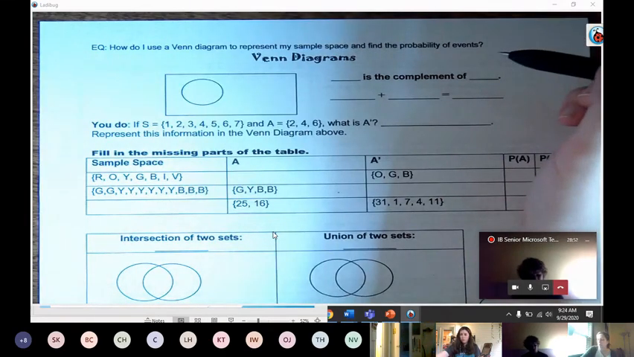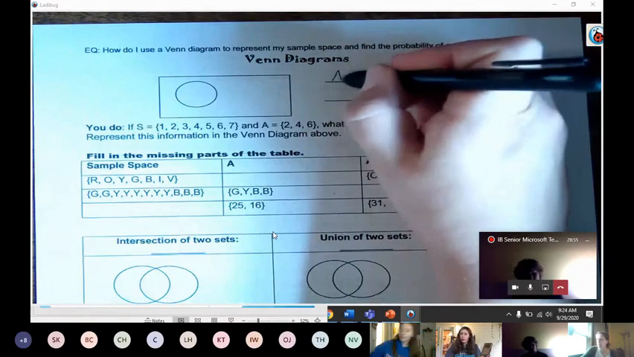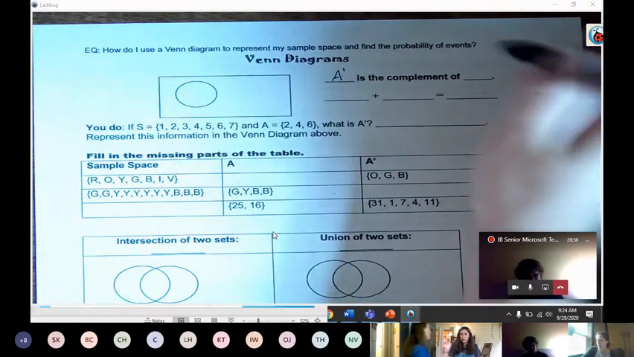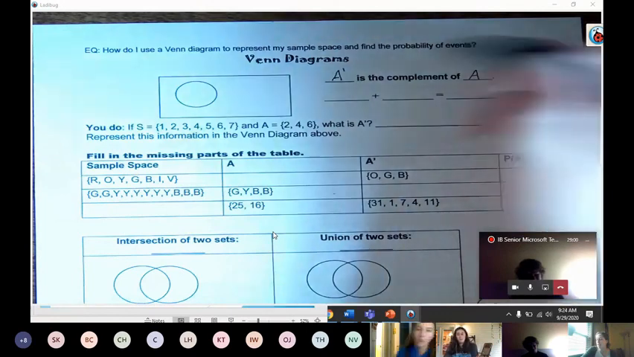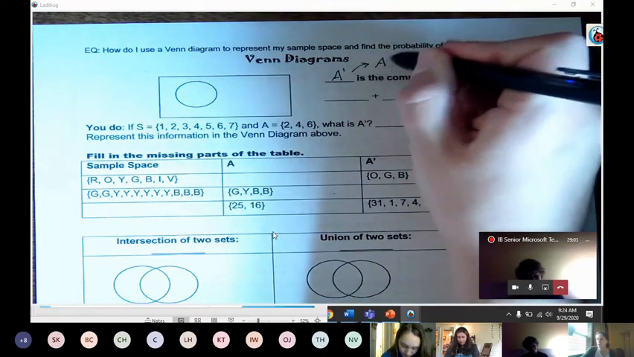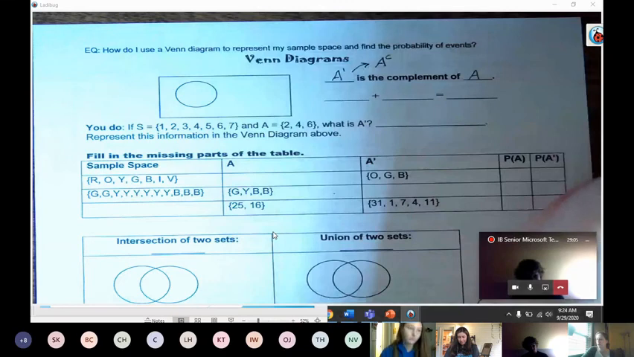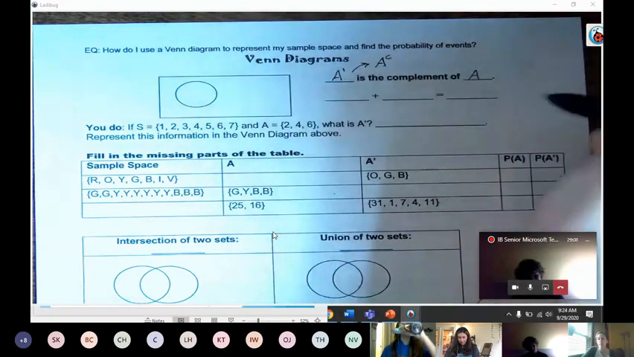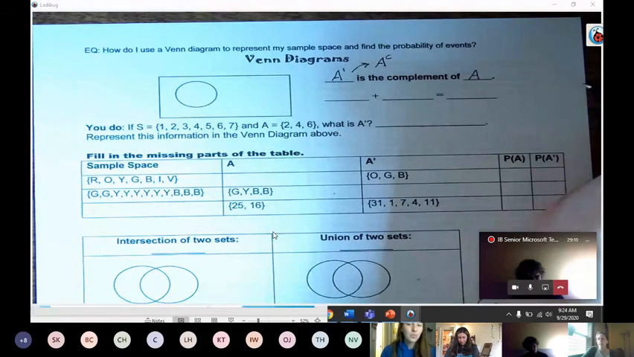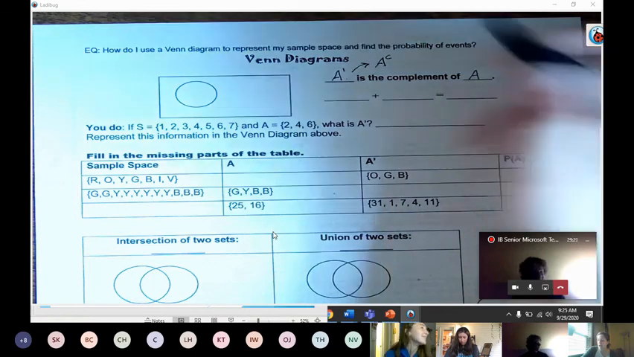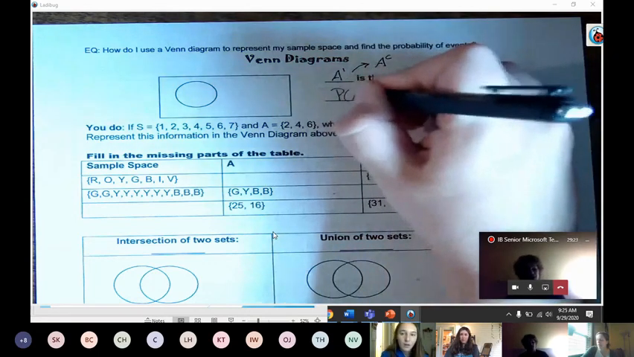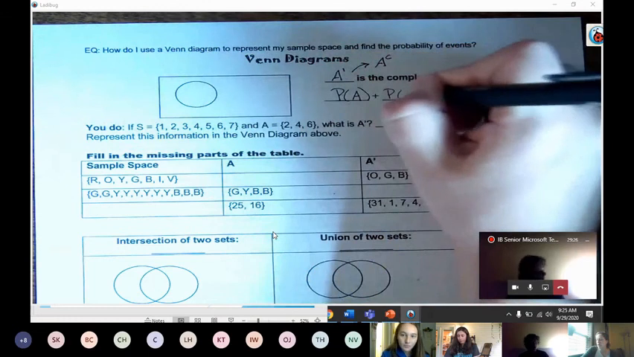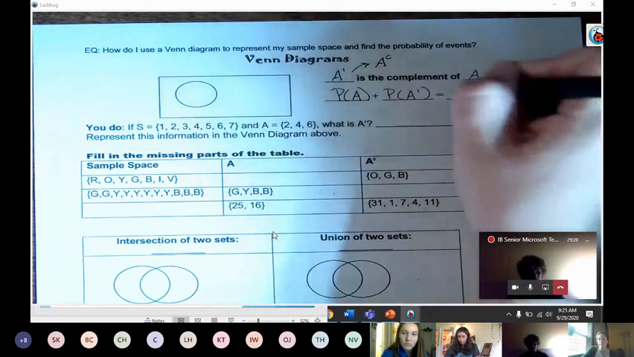Okay, so A prime is going to be called the complement of A. Sometimes you might see this as A to the C, which just means A complement. So A prime or A to the C is going to be the complement of A. It means it's the opposite of this set A. It's everything but A. Because it's everything but A, the probability of A happening plus the probability of the complement happening should equal 1.